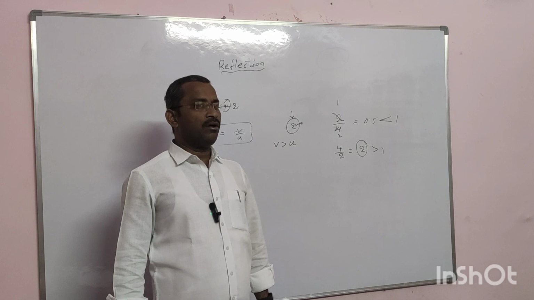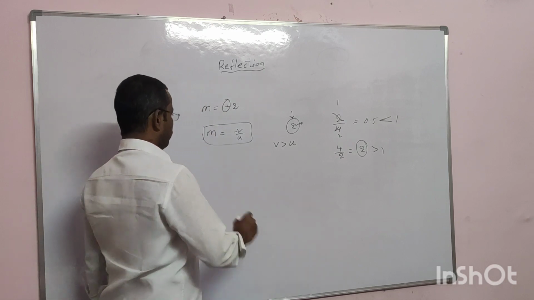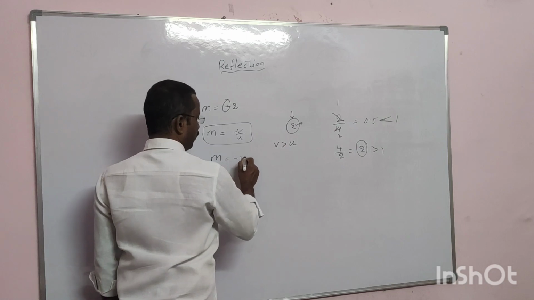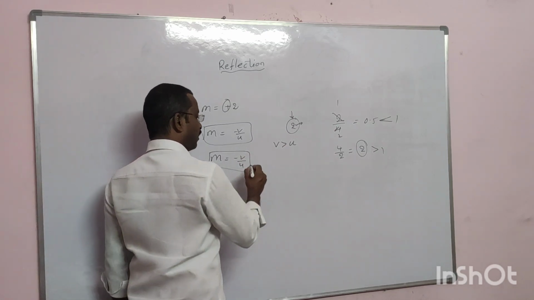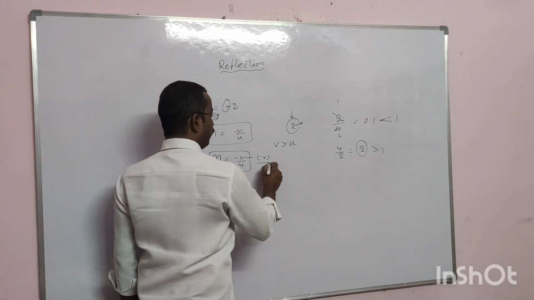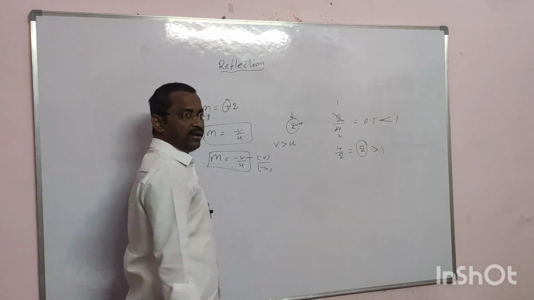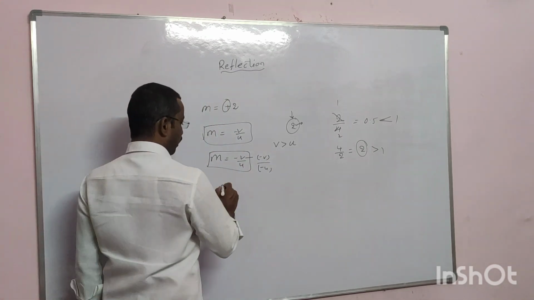Is it concave or convex? Convex it is. And how is it possible, sir? The M value is going to be minus V by U. Always in the concave, the V value will be minus V and the U will be minus U. Minus and minus get cancelled, again remains with minus.